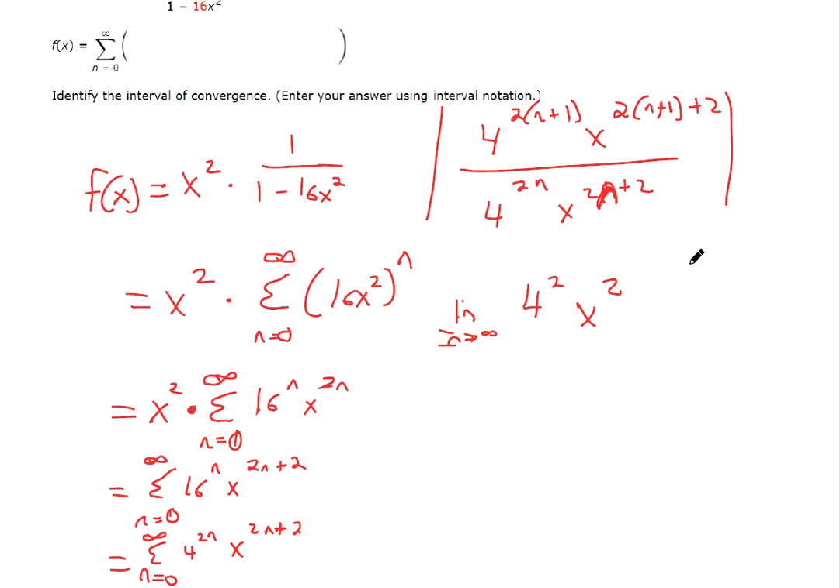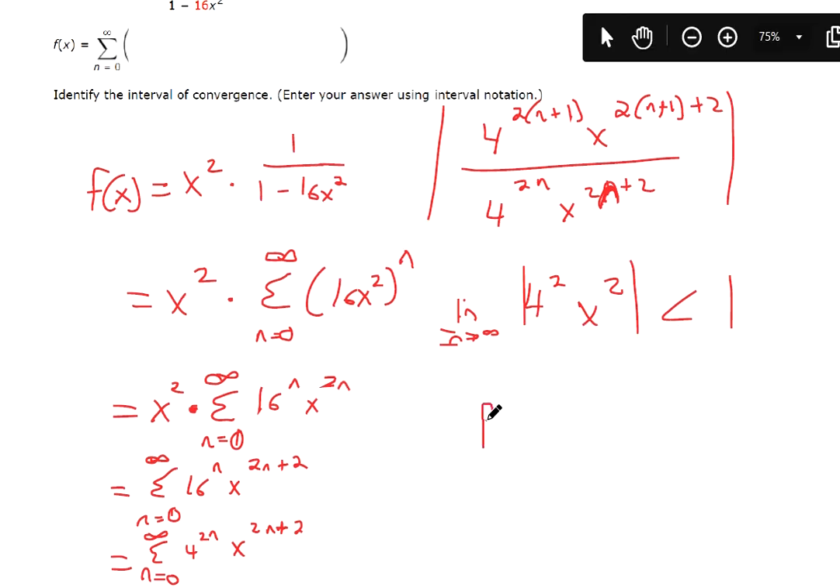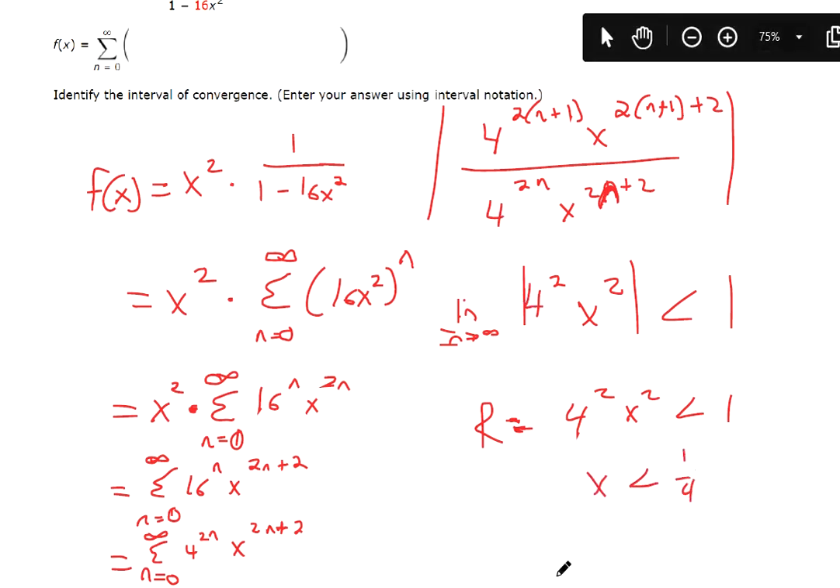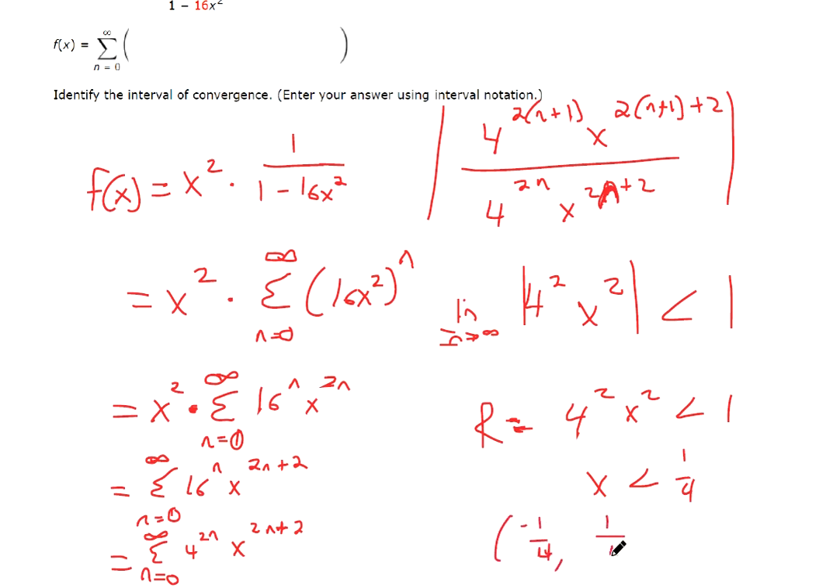And when we evaluate that limit as n goes to infinity, now we actually don't have any n terms, so that's good. But it needs to be less than 1. So we got 16x squared. The absolute value of 16x squared needs to be less than 1. The radius of convergence is going to be solving this inequality. 4 squared x squared is less than 1. You divide 16 from both sides. If you take a square root, either way, it's going to be the same answer. x is less than 1/4. But because we're evaluating the absolute value, it needs to be negative 1/4 to 1/4.